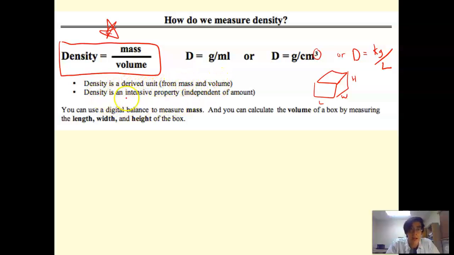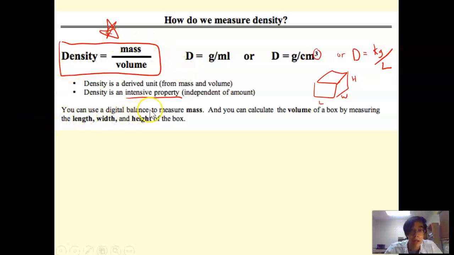And density is an intensive property, meaning that it is independent of the amount. What that means is that if I have a tiny rock, that tiny rock's density is going to be the same as if it was a gigantic rock, all right? That value of density never changes for that specific rock. Okay, it's unique to that rock, independent of its size and its amount.